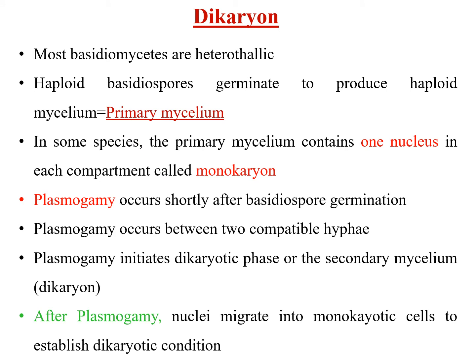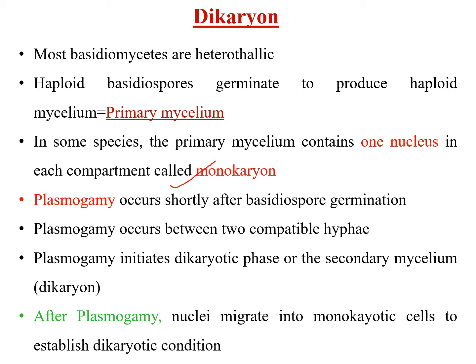And dikaryon, I will explain about this dikaryon. Dikaryon is nothing but secondary mycelium, and how it takes place. Simply, we will revise once again. Most of the Basidiomycetes are heterothallic, that means they have different thalli, and haploid basidiospore germinates to produce haploid mycelium, that we call a primary mycelium. And primary mycelium contains a single nucleus, and each compartment is called a monokaryon because each cell has only a single nucleus, that's why we call it a monokaryon.